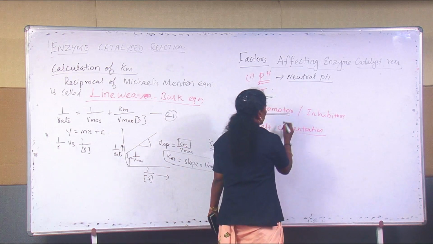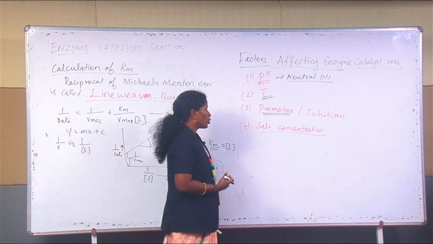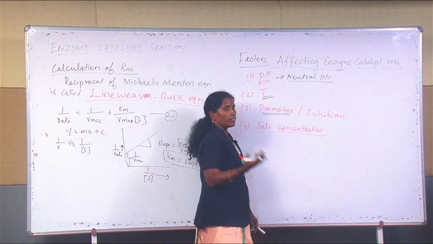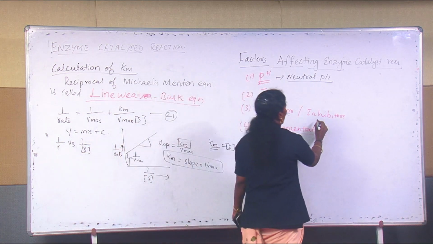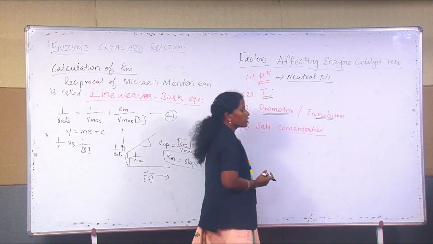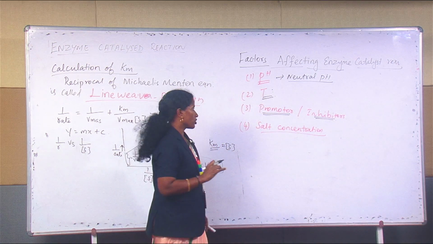Next, the enzyme catalyst reaction is highly enhanced by adding a promoter, or it can be poisoned, retarding the rate of the reaction, by adding an inhibitor. So these are involved in or interfere with enzyme catalyst reactions.